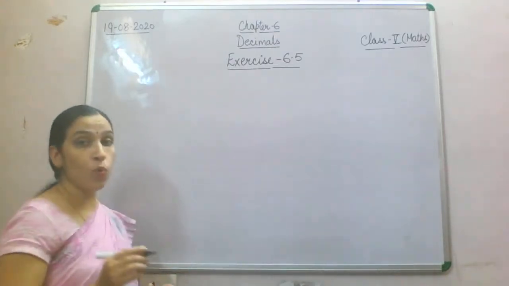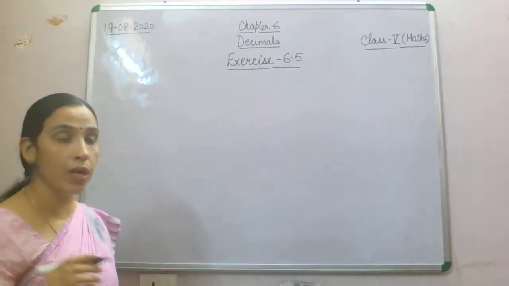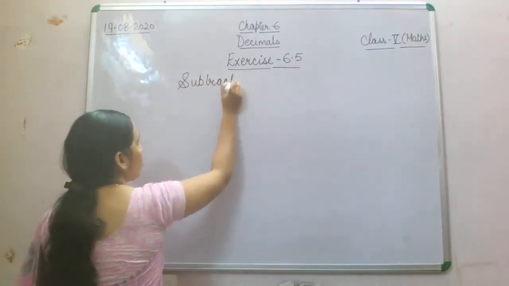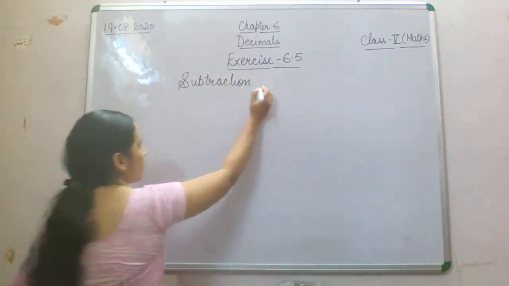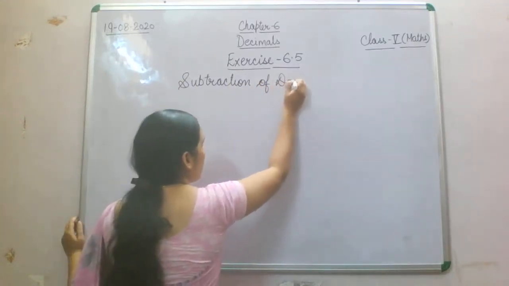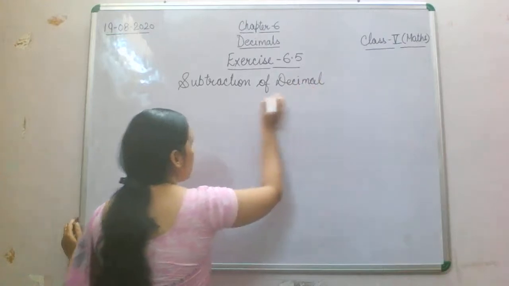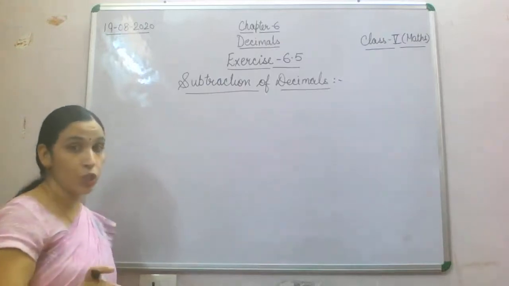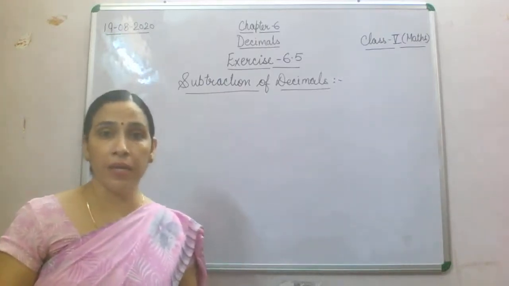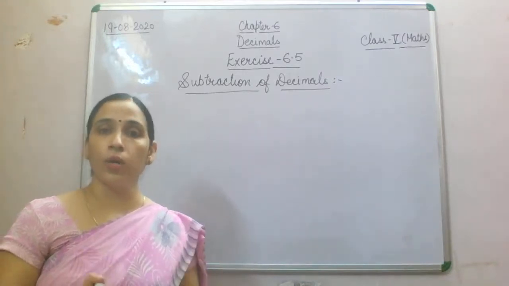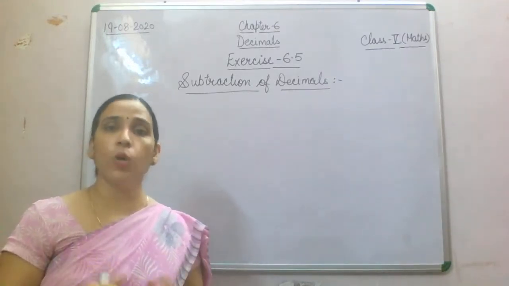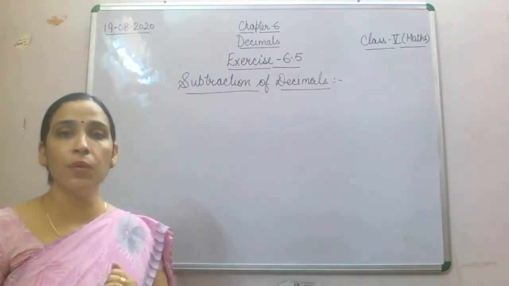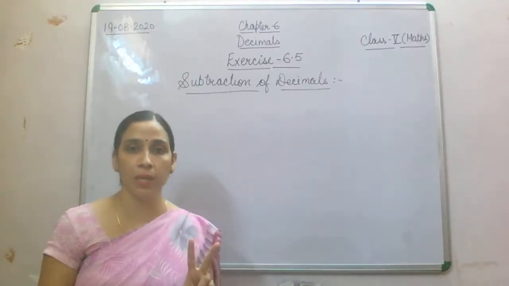So let us understand what subtraction of decimals is and how you are going to do it. So let's start, children. Subtraction of decimals is the same as subtraction in whole numbers. Subtraction means taking away from a whole, or anything which we take out. In decimals, we have been given two decimal numbers.